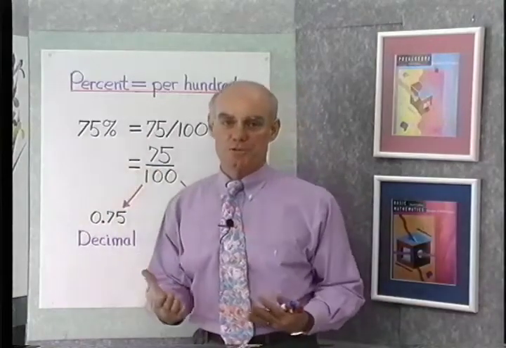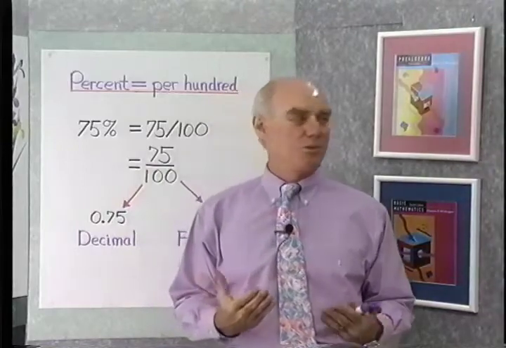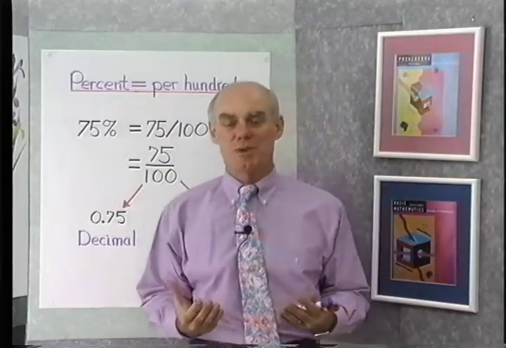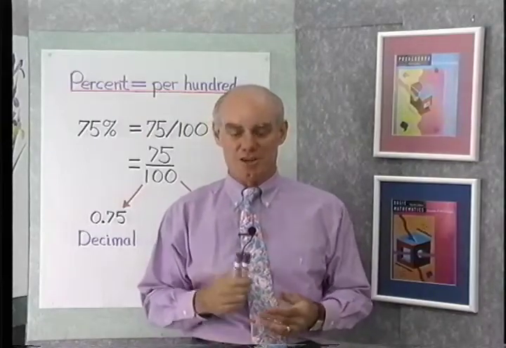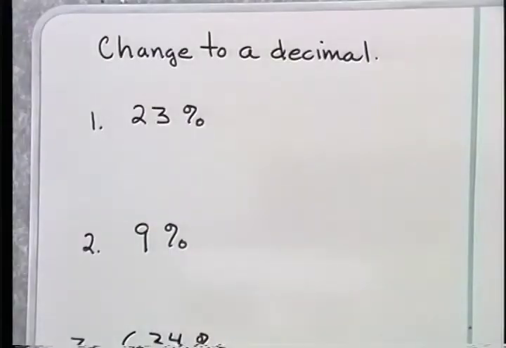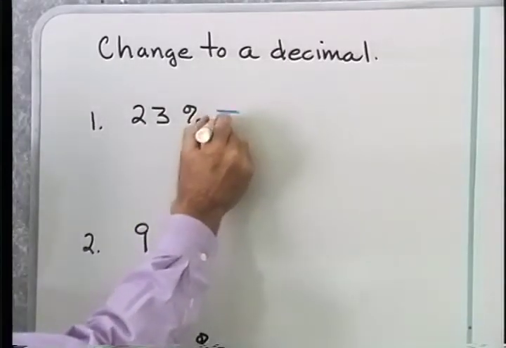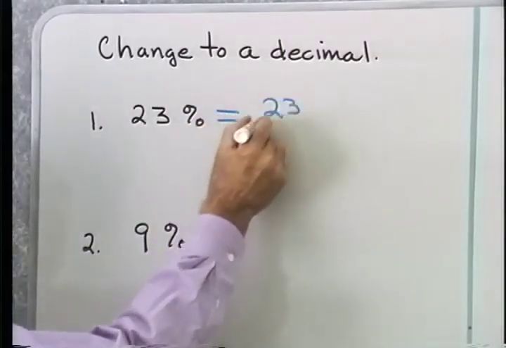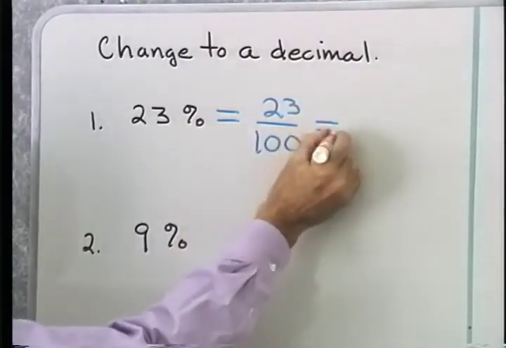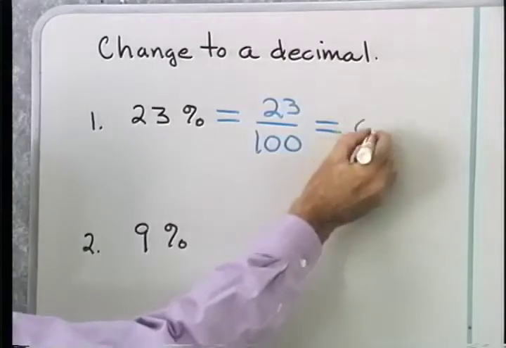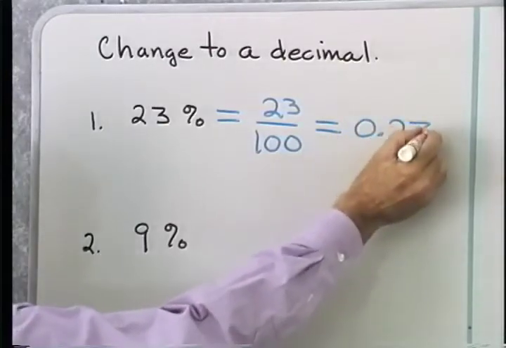So what we want to do in this first section is just get used to converting back and forth between percents and decimals and percents and fractions. Let's look at our first examples. We want to change to a decimal, and here I have 23%. So I'm going to write this as 23 per 100, meaning 23 over 100. Now, since I want to write this as a decimal, I'll convert this to 0.23.